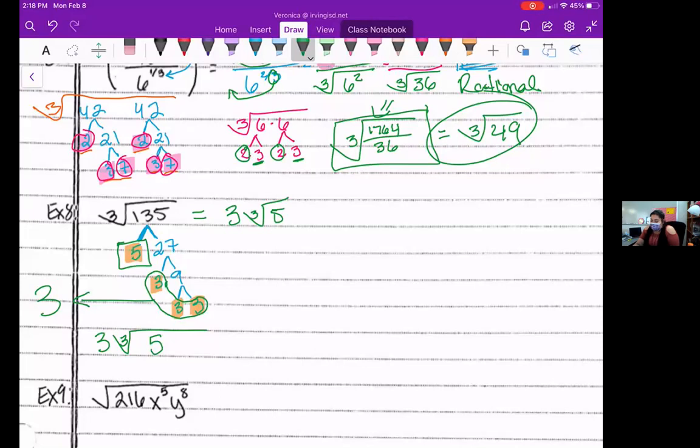Because 27 was a perfect cube. 3 times 3 times 3 is 27. And the cube root of 27 is 3. So this would be your final answer, simplified.